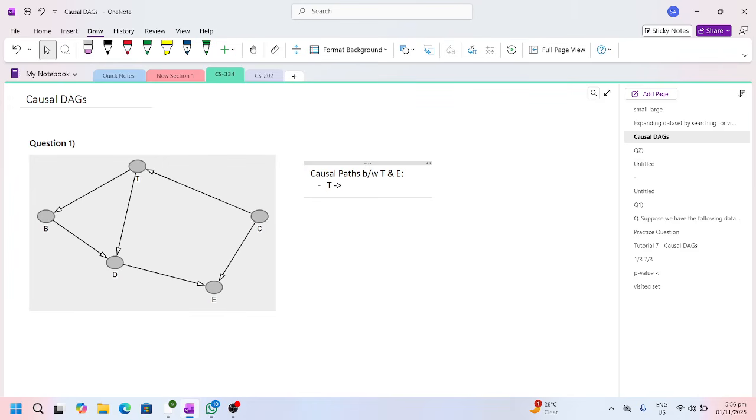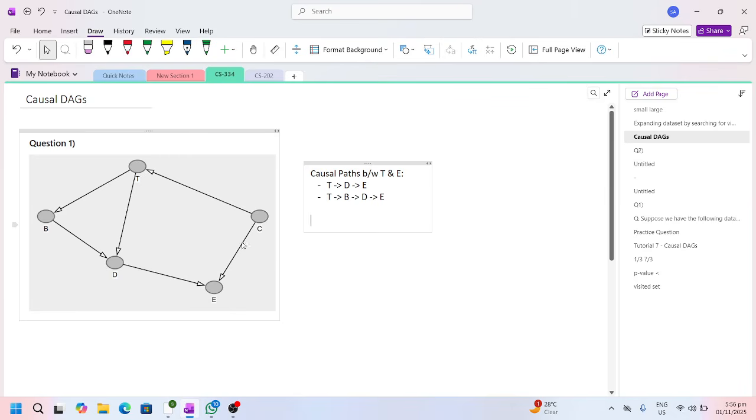Okay, I would encourage you to try and list it yourself though. So, one causal path we can see is the one that goes from T to D and then from D to E. And I can see another causal path in this diagram as well, the one that goes from T to B and then D and then E. There are no further causal paths between these two nodes.